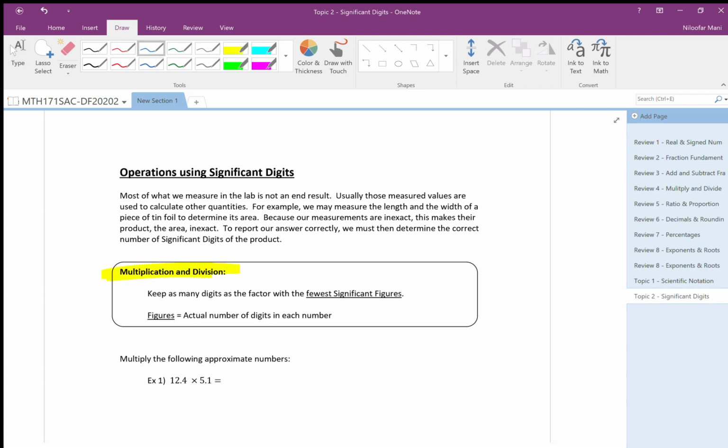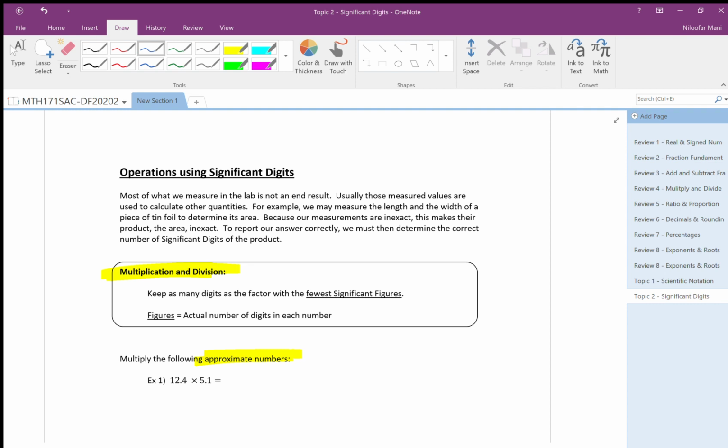So these two operations are different from addition and subtraction. For addition and subtraction, you round to the least decimal place. Here, you round to the least significant figures. Significant figures are just the actual numbers you have in the question. So remember, if I tell you the numbers are approximate, it means you have to round appropriately, and appropriately means for multiplication and division to the least significant figures, for addition and subtraction to the least decimal place.